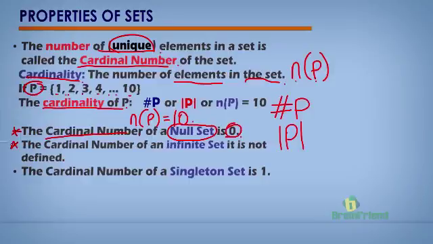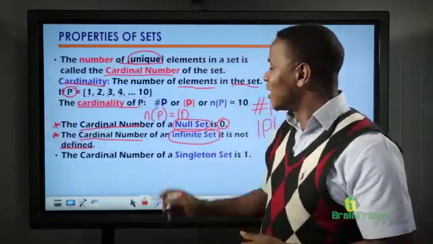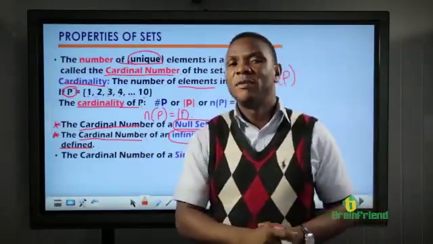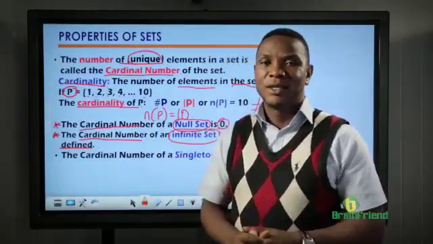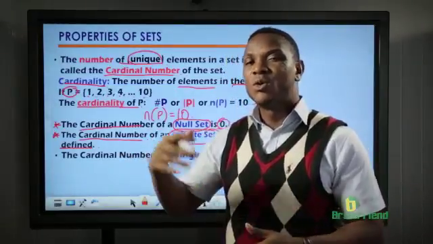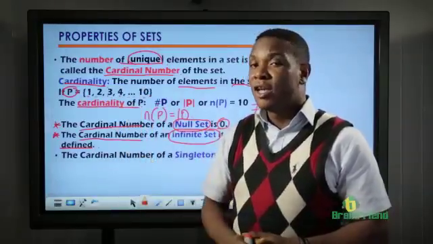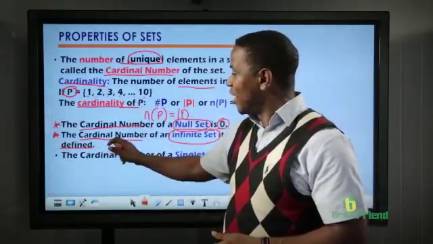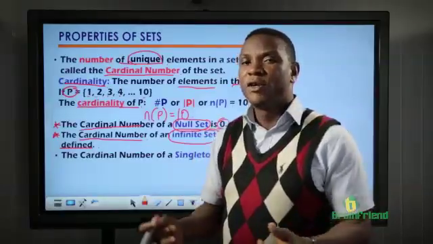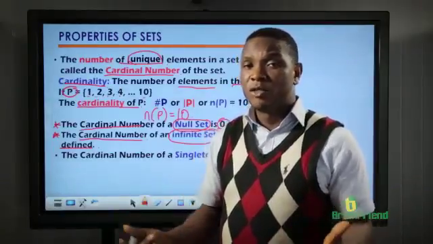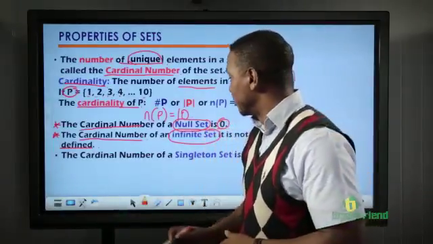Take note. Also, the cardinal number or the cardinality of an infinite set is not defined, or we say it is undefined. Reason being that the count of the number of elements within that set is infinite. It cannot be counted. We said it goes on and on and on. Therefore, we cannot actually find the cardinal number or the cardinality of an infinite set. So we say it's undefined or is not defined.